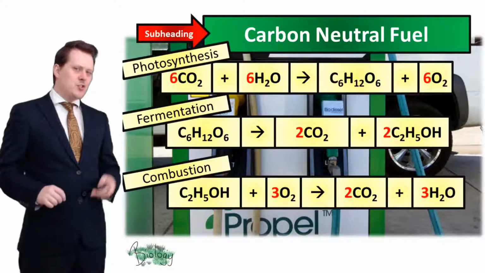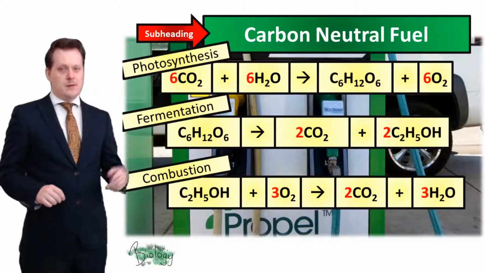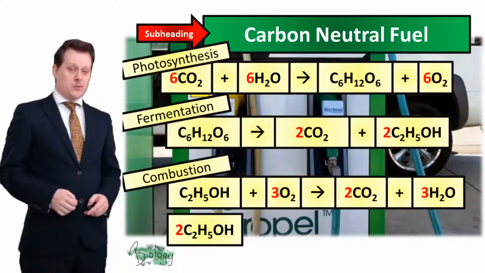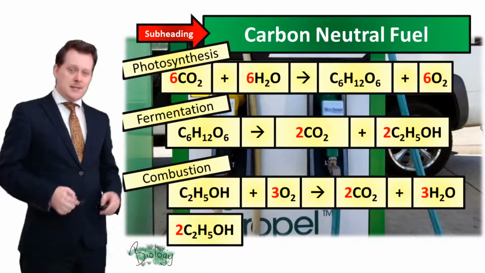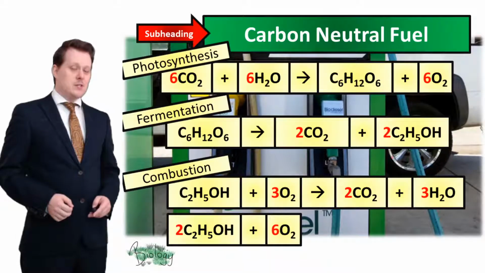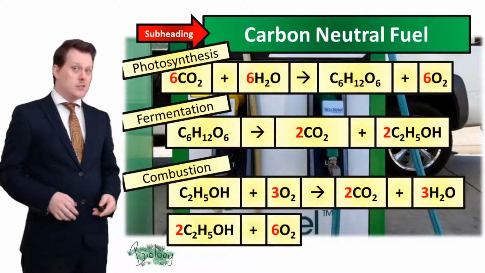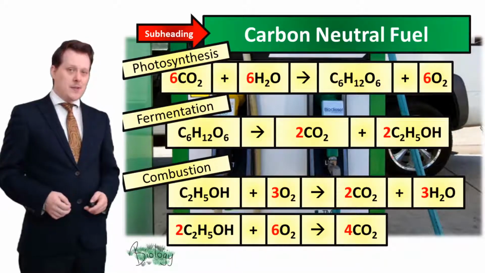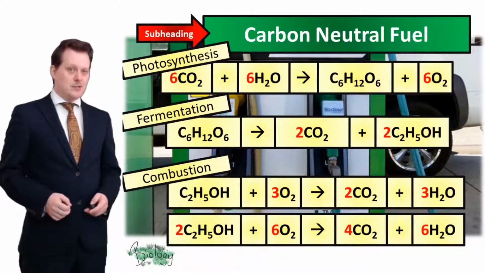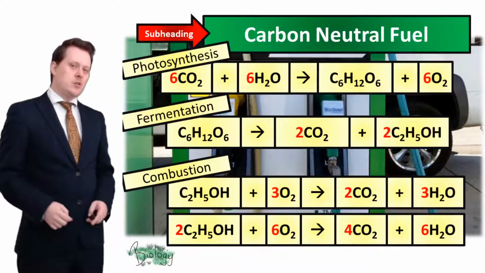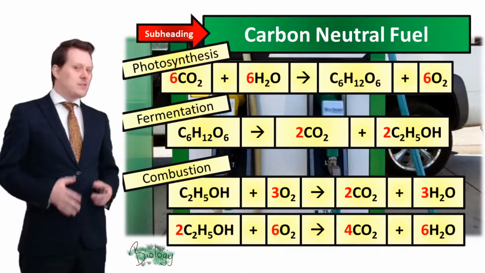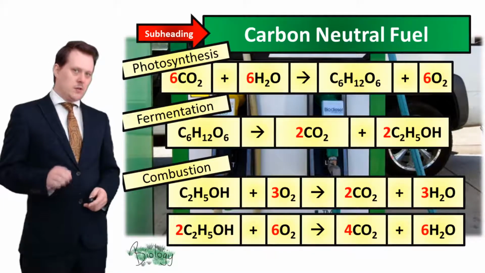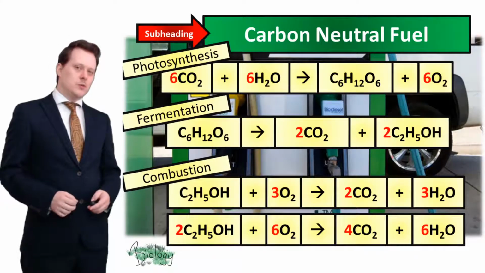But our fermentation didn't just produce one molecule of ethanol, it produced 2 molecules of ethanol. And because we're doubling the amount of ethanol, that means we're going to need to double the amount of oxygen it's going to react with, and it's going to produce double the amount of carbon dioxide and double the amount of water. So our 2 molecules of ethanol react with 6 molecules of oxygen to produce 4 molecules of carbon dioxide and 6 molecules of water.